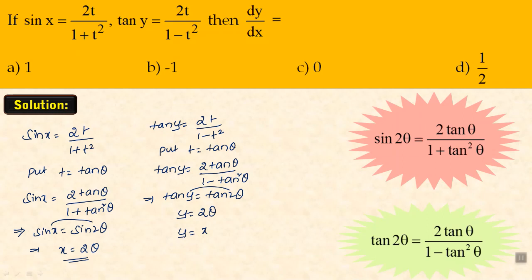Now differentiating with respect to x on both sides, we get dy by dx is equals to, differentiation of x is 1. Therefore, the answer is option A.